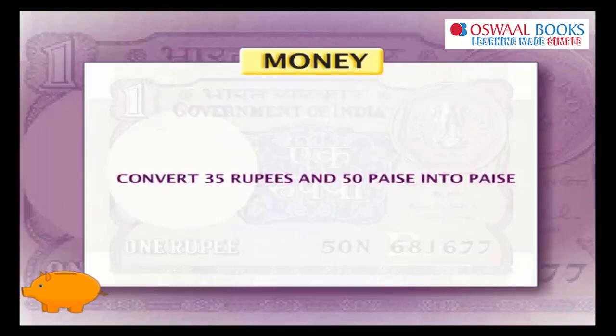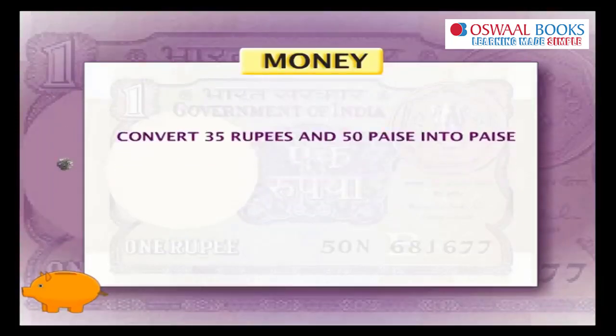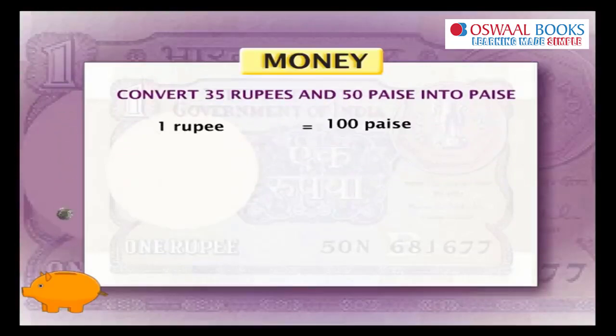Example 2. Convert 35 rupees and 50 paise into paise. 1 rupee is equal to 100 paise.